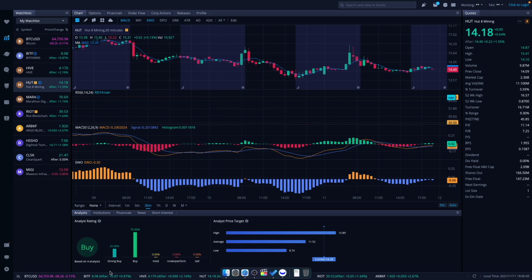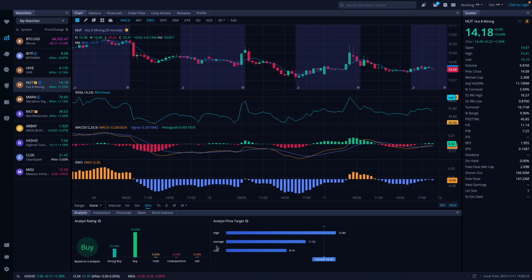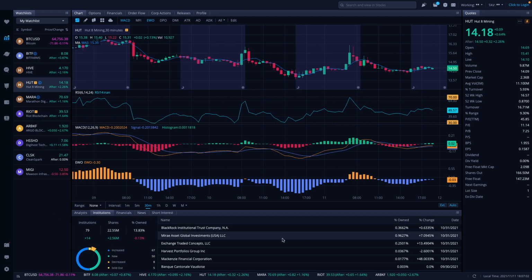We still have only 4 analysts that are covering it, with 1 strong buy and 3 buys. The high target that we have on it is 15.89. Low is 8.74. We're obviously at 14.18 right now on it. Institutions have also been buying in. One has sold a little bit of their position.